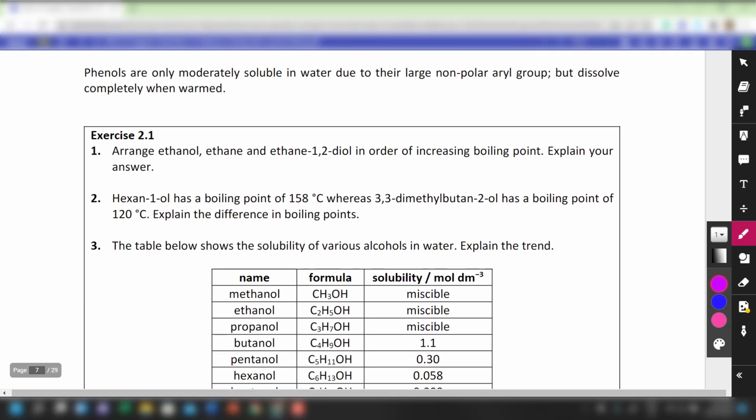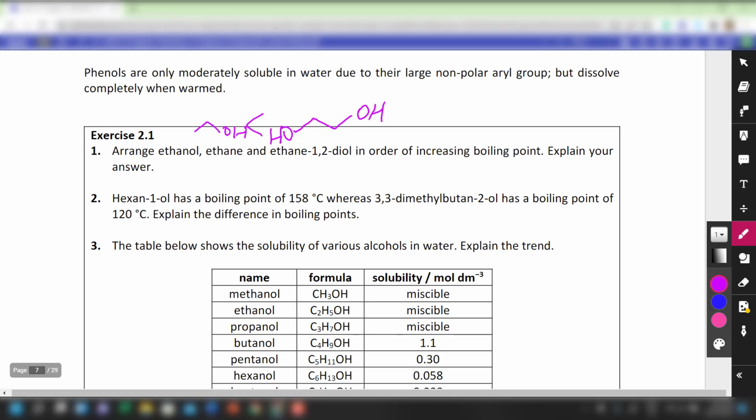Because for ethane 1,2-diol, what we have is a structure which looks like this. So you have 2 carbons with 2 OHs. So in this case, I expect ethane 1,2-diol to form more significant hydrogen bonding between ethane 1,2-diol molecules as compared to that between ethanol molecules, just because it has 2 OH groups versus ethanol's 1 OH group. So I would expect this to have a higher boiling point than ethanol.